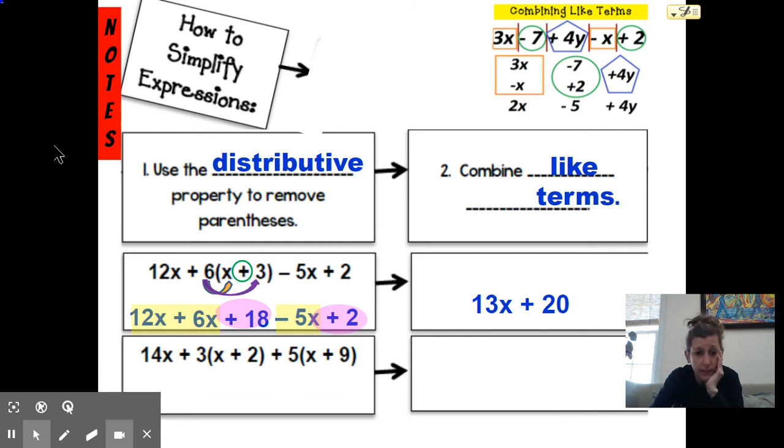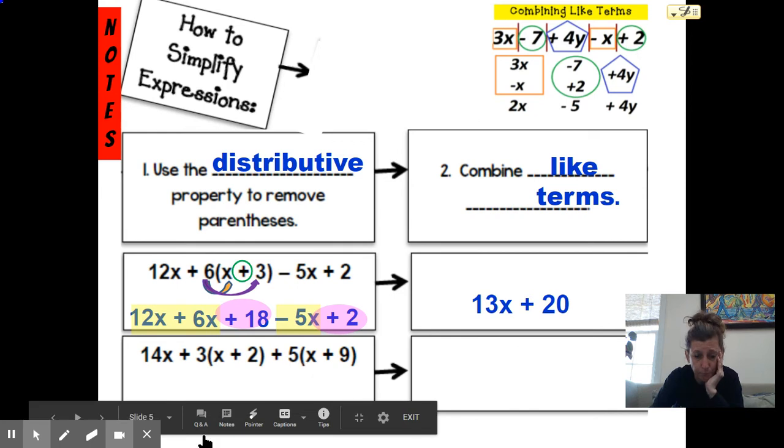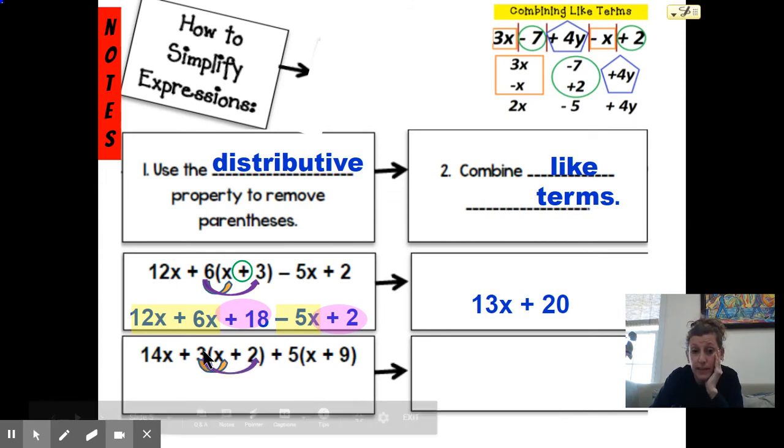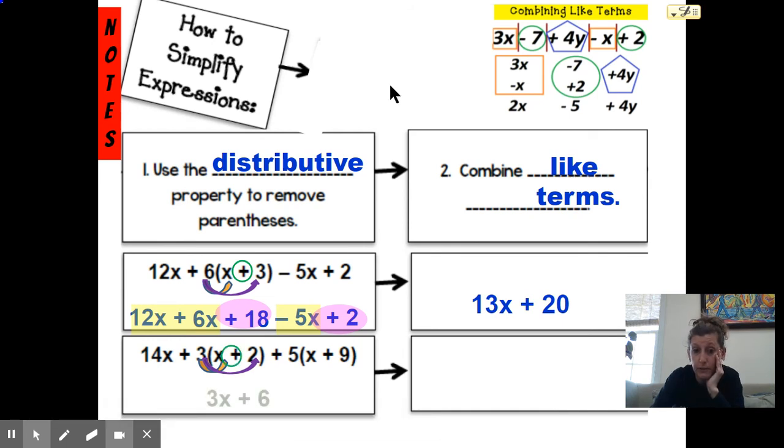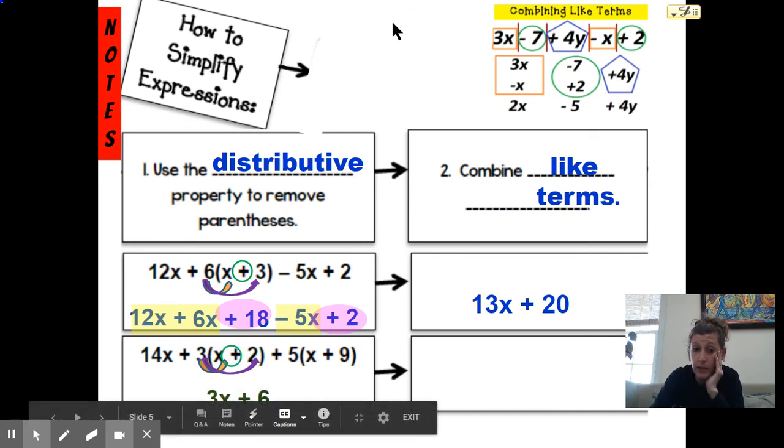All right, let's try the second one here. And in this one, I can see 2 places for the distributive property. So I'm just going to start with the first one I see, and kind of like PEMDAS, you start with your parentheses. So the 3, I'm going to distribute that to the x. I'm just going to put that together, 3x. And then I also am going to distribute the 3 to the 2. And that means multiply. So 3 times 2 is 6. And it has an addition sign, so I'm just going to bring that down.